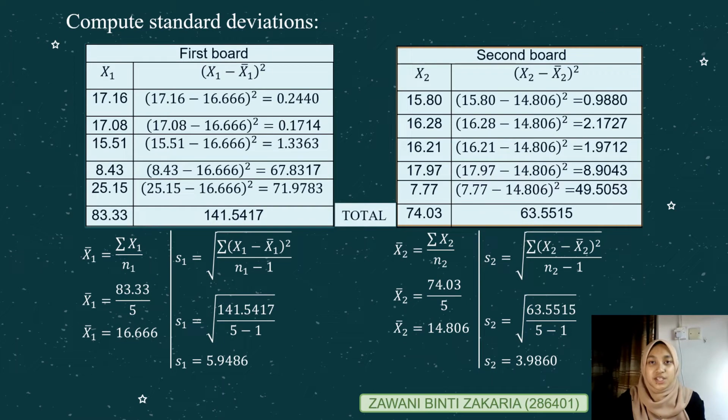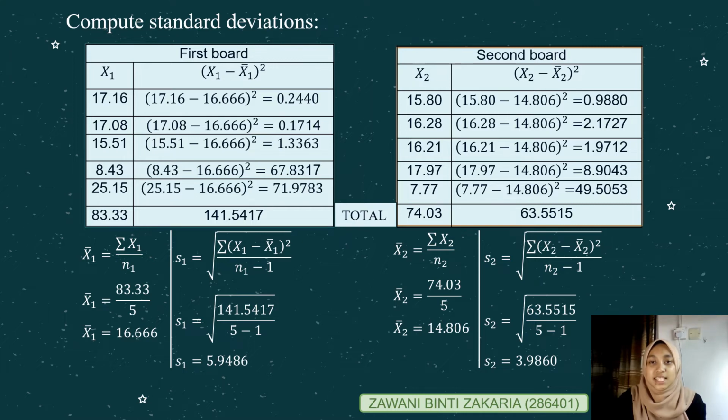Due to standard deviations not being stated in the question, we have to compute the standard deviation. First of all, determine the value of the mean using formula x bar equal to sigma x over n. Find x bar 1 and x bar 2. To know x bar 1, divide total of x1, 83.33, with 5. The answer will be equal to 16.666. Same goes to x bar 2, total of x2, 74.03 divided by 5. The answer will be equal to 14.806.